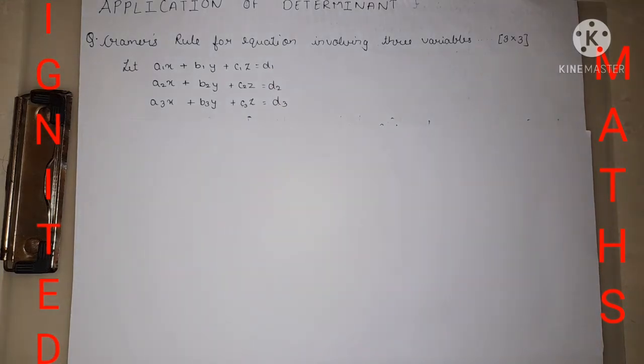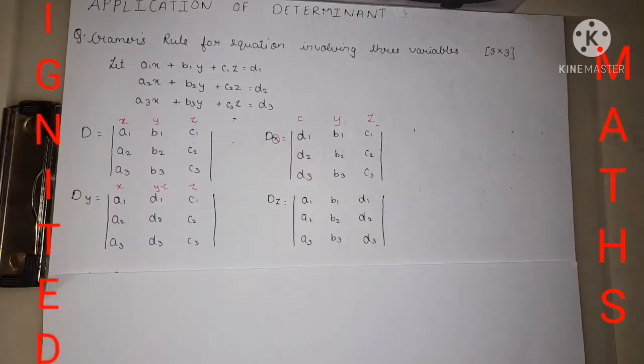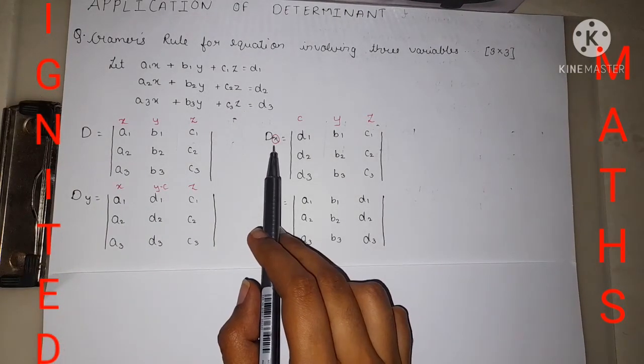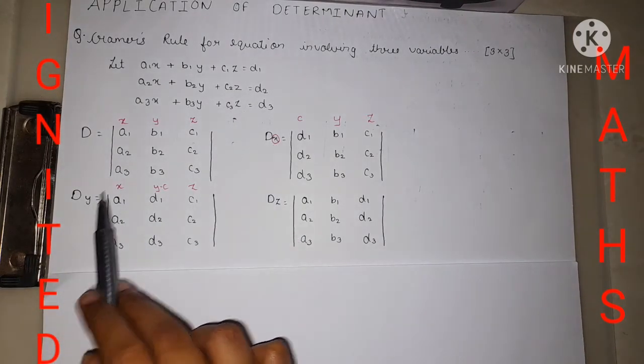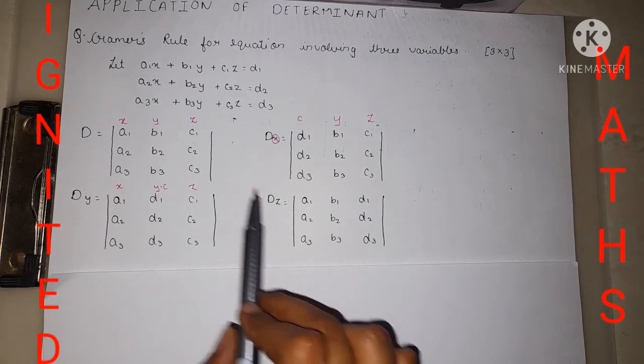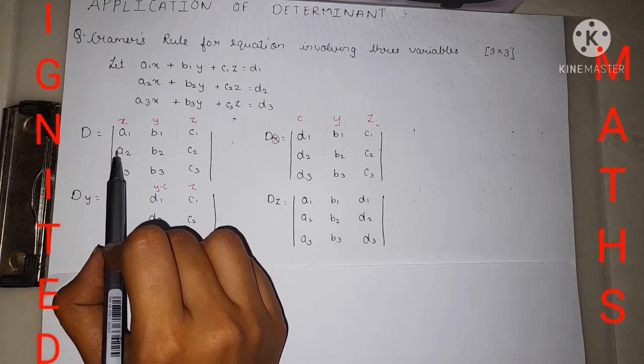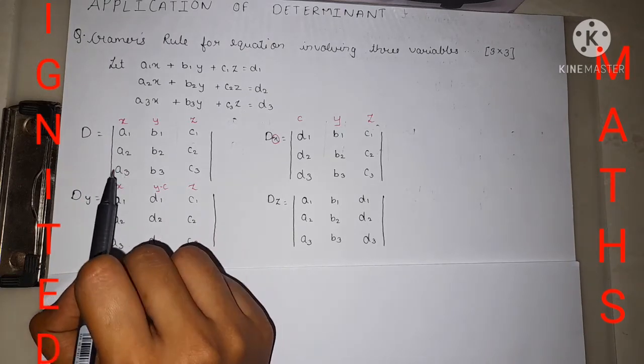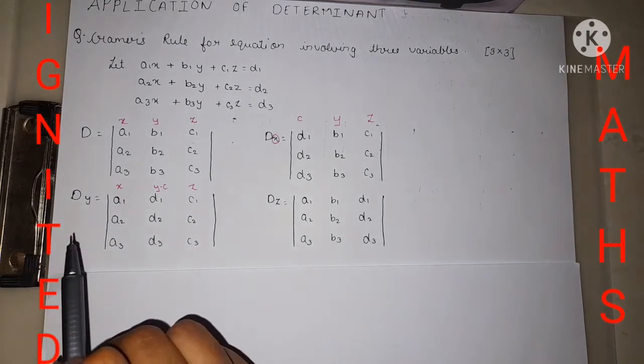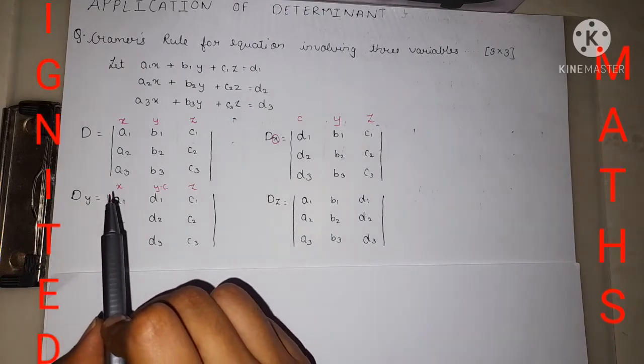Now we are going to solve the linear equations by using determinants. So we are going to learn some new concepts. Let's start. You can see here there are four different types of determinants: D, D with respect to x, D with respect to y, and D with respect to z. D says to write the elements of the 3 cross 3 determinant with the help of the coefficients which have the variables.